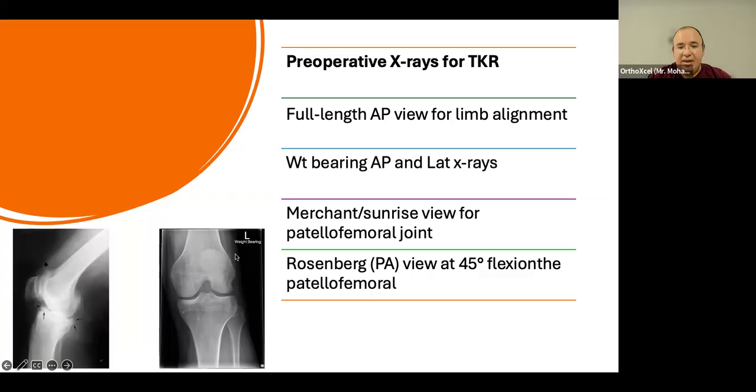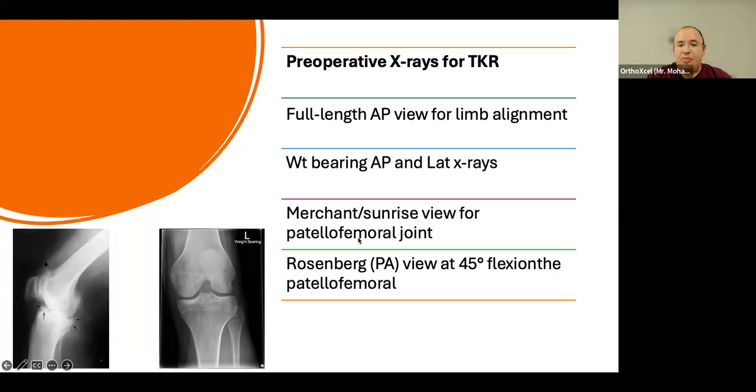a knee replacement. You have to have a Merchant or Sunrise view for the patellofemoral. You need to know how is your patellofemoral, where is the defect? Does the patellofemoral have a global arthritis or medial or lateral arthritis? Because later on, this will judge our patellar tracking and where we put our patella.